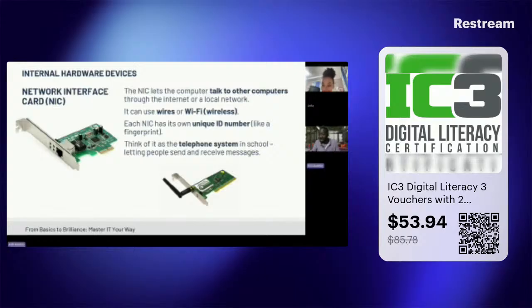Different fingerprints. Okay? So think of it as a telephone system in school, letting people send and receive what? Messages. So you go to Google, you browse, all of this has been made possible because of what? The network interface card. Without it, we don't have a network. Without it, we cannot communicate. Voice over IP, where you call on WhatsApp, video conferencing, with the help of what? Network interface cards. Does it make sense?